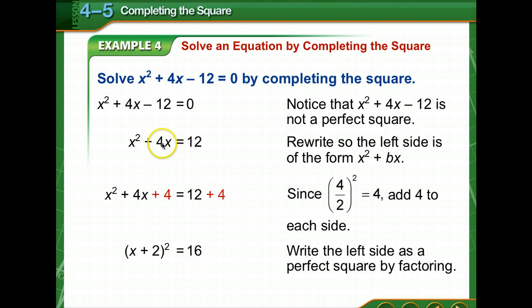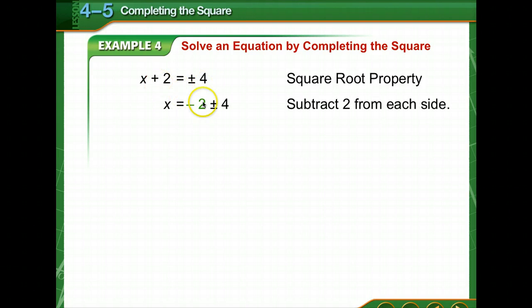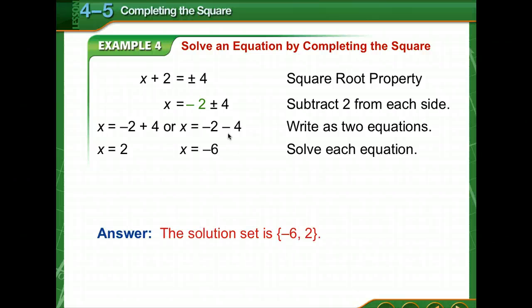So again, take b, take half of it, 4 divided by 2 is 2, 2 squared is 4. So x plus 2 is equal to plus or minus 4. We're going to subtract 2 from both sides so that we have x is equal to negative 2 plus 4, or x is equal to negative 2 minus 4. So our solutions are 2 and negative 6. So the solution set is negative 6, 2.